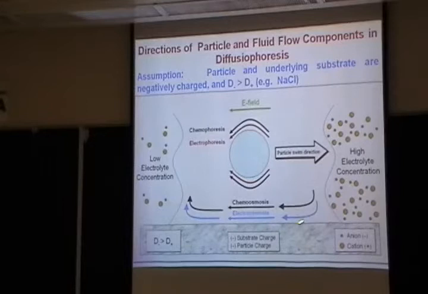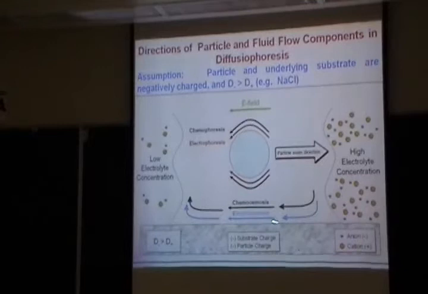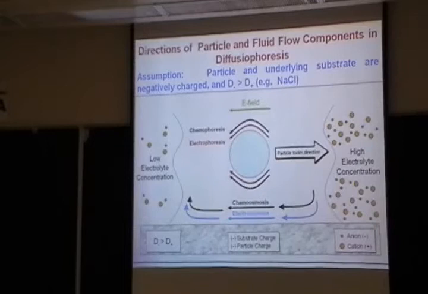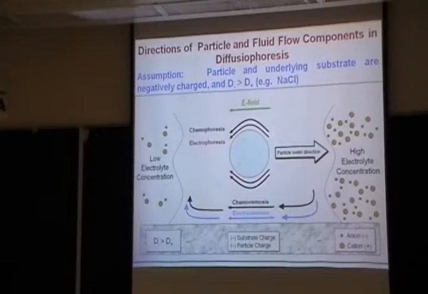Now, there's also the wall, and there again, the positively charged double layer moves this way, so there's a net fluid flow this way. So the particle moves this way, then there's a net fluid flow this way. There's also chemophoresis and chemoosmosis, and that plays a less important role, but we can talk about it if you want.